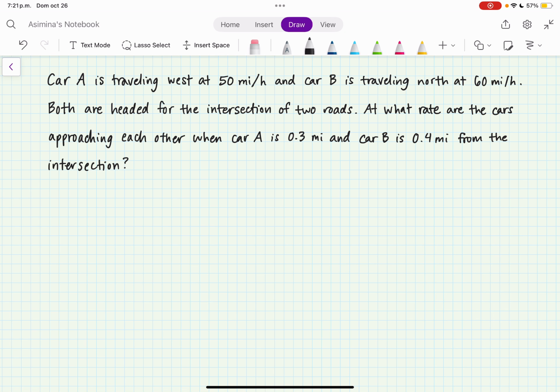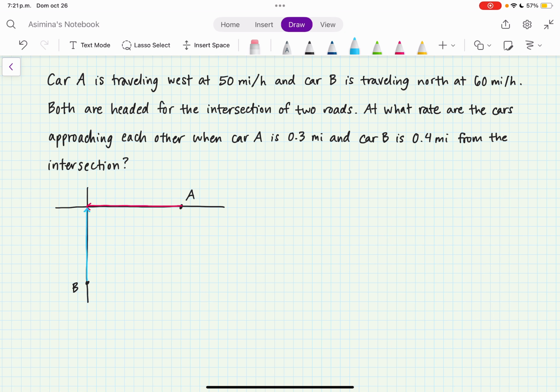So we have two roads that intersect, and we have that car A is traveling west at 50 miles per hour. So let's say car A is over here, and we know that car A is driving west. Now I have car B, let's say car B is over here, and car B is traveling north at 60 miles per hour.